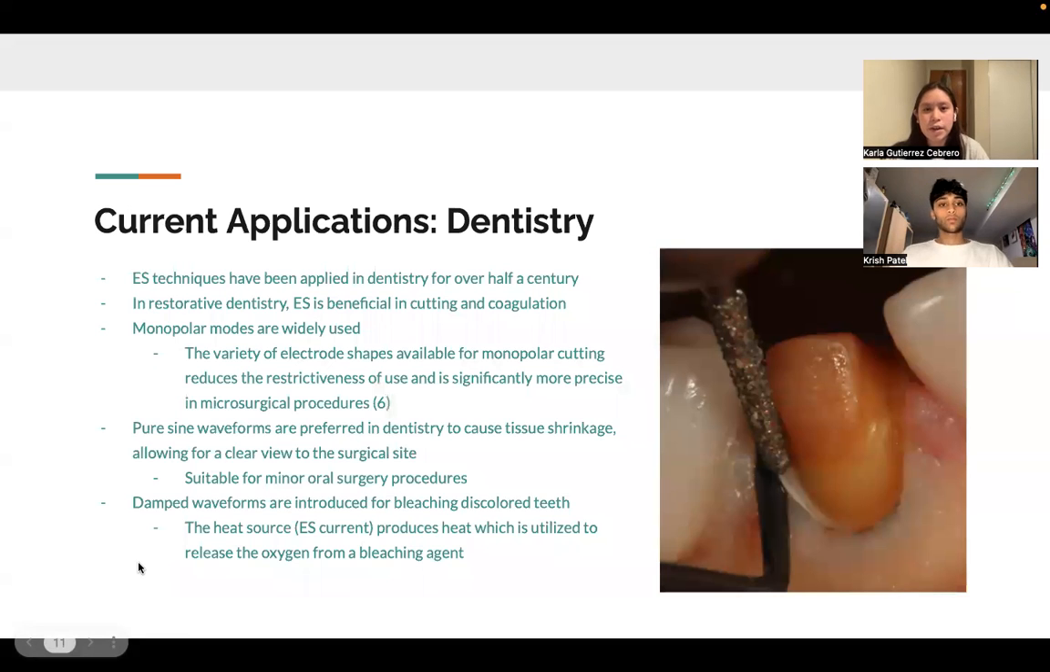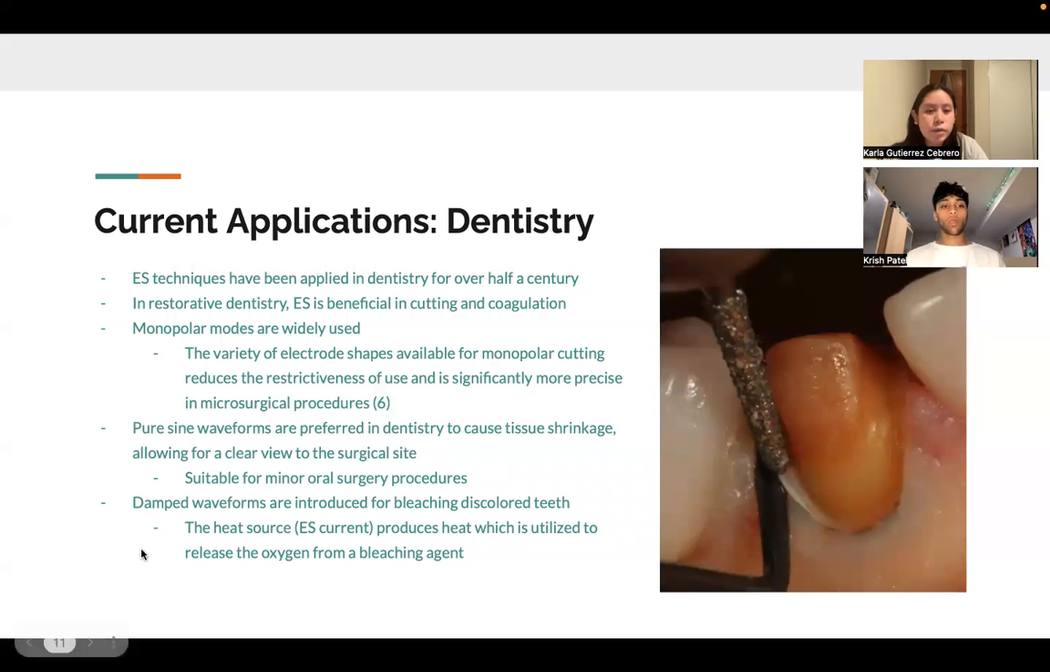So current applications right now are within dentistry, which has actually been happening for over half a century. We specifically focus on restorative dentistry, where electrosurgery is beneficial in cutting and coagulation. Specifically, monopolar modes are widely used due to the variety of electrode shapes available, as it reduces the restrictions of any use and is more precise in microsurgical procedures, as seen in the figure to the right.